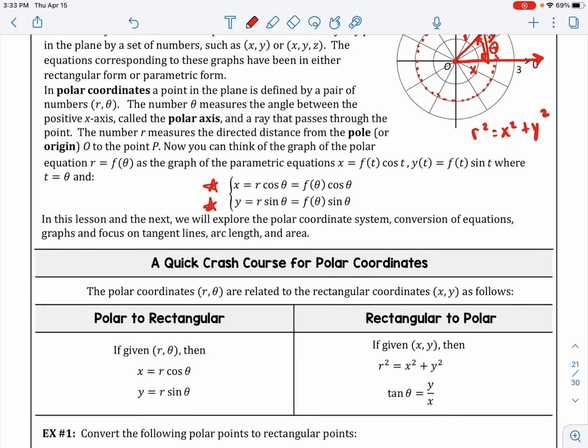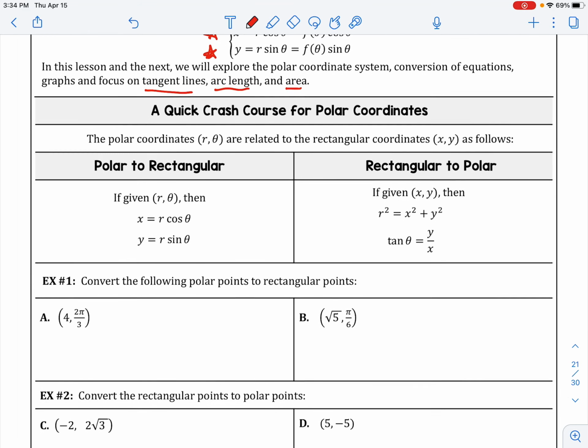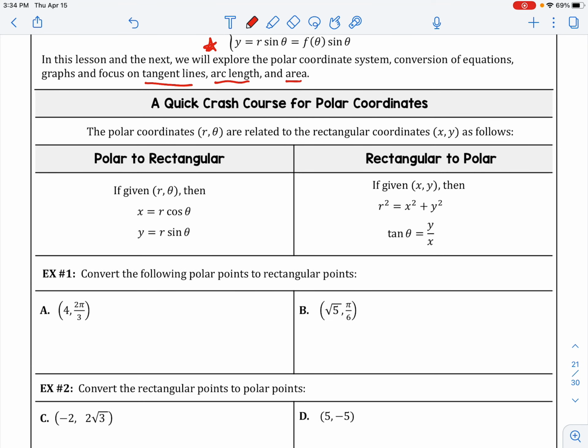So in this lesson and the next, we will explore the polar coordinate system, conversions of equations, graphs, and focus on tangent lines, arc length, and area. Those are the things we're going to focus on. So a quick crash course for the polar coordinates. The polar coordinates r, theta are related to the rectangular coordinates x, y as follows. If given r, theta, then x equals r cosine theta, y equals r sine theta.